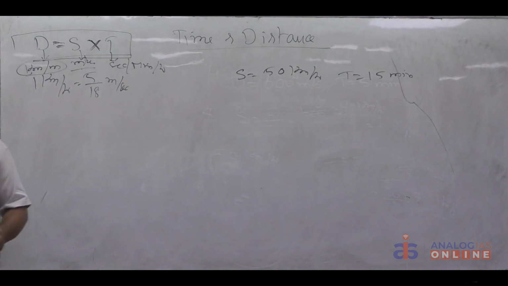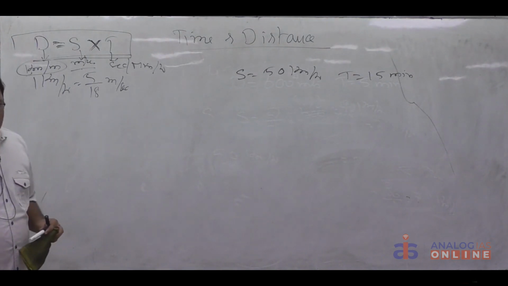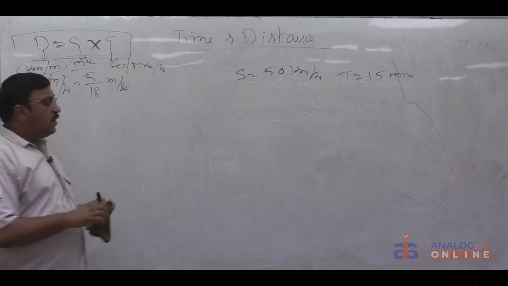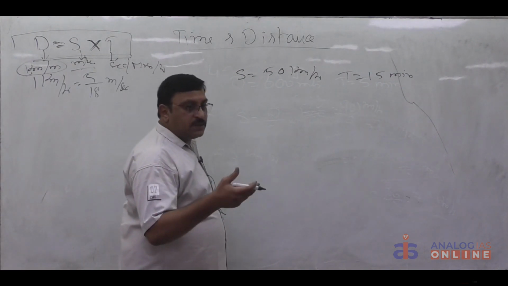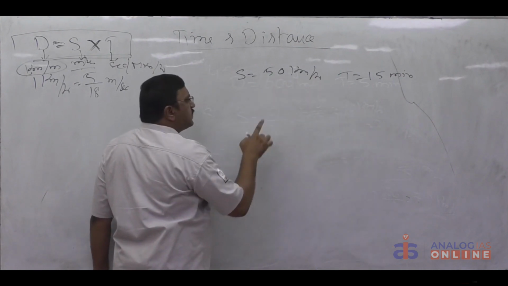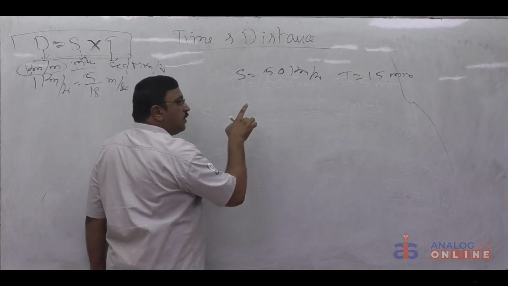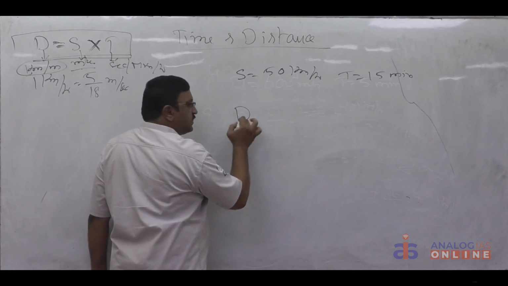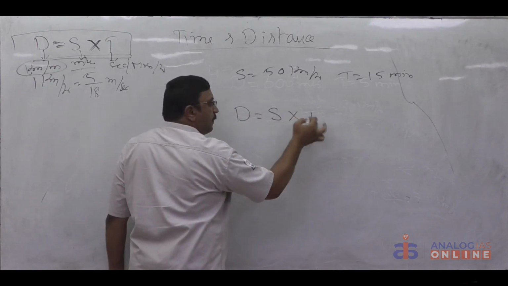Yes, it is 12.5. So, what is 12.5 kilometers? Here, this is 50 kilometer per hour. The time is 15 minutes. How to change that one? Here, we need to find out the distance. Distance equals speed into time.